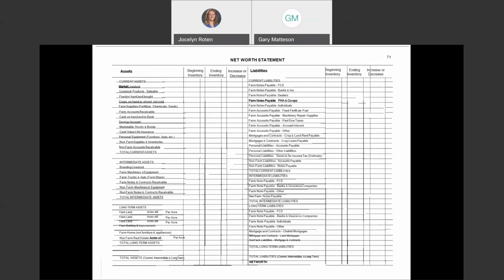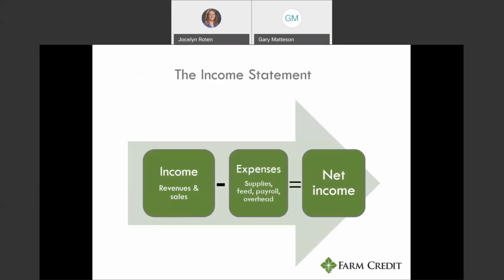Well, this kind of net worth statement or balance sheet statement is something that, again, your extension agent or your loan officer will be able to help you go through and record everything that you have for an asset and all of the money that you owe.